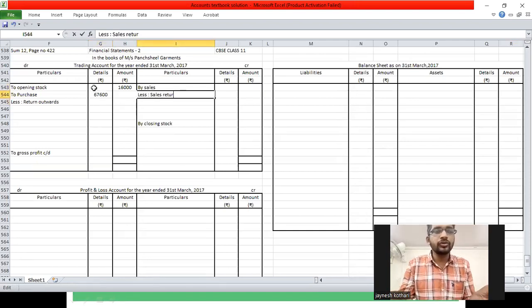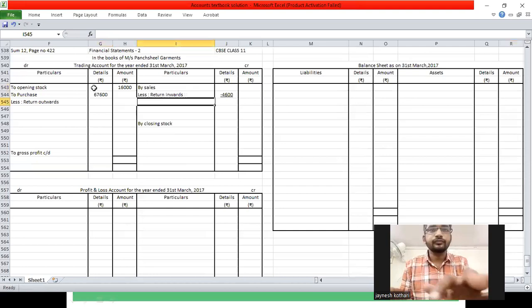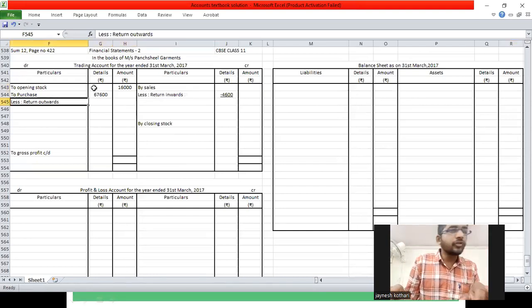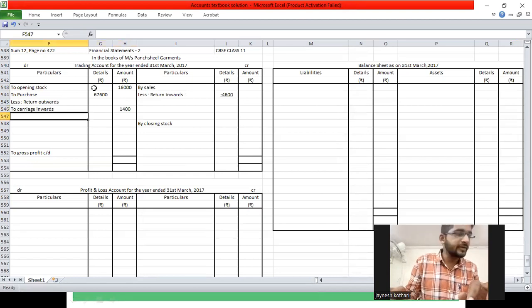So I'm going to use the word over here, return inward. Whatever the word that they use, we know that return inward is as good as sales return, but we need to use the exact word that they have given us in the question. Amount is 4,600. Carriage inward 1,400, no adjustment. So we write on the right hand side.